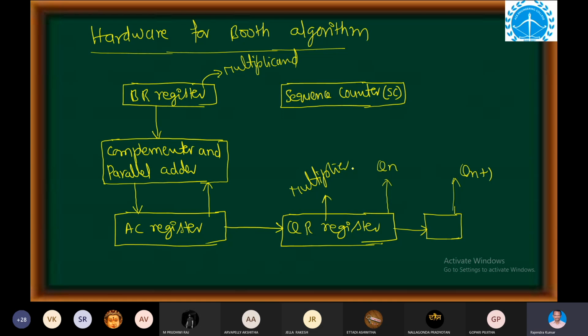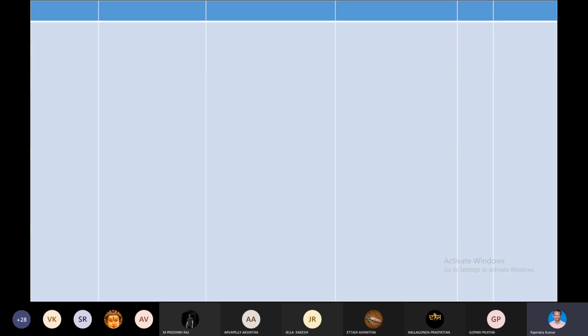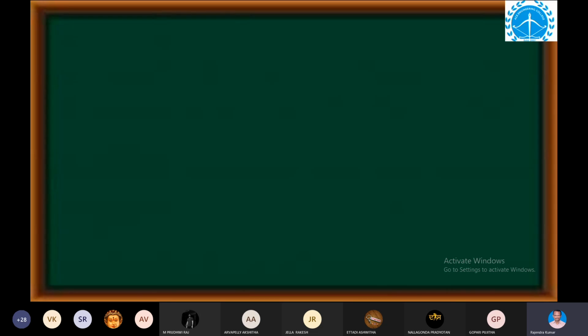Then we either do an addition operation, a subtract operation, or no operation. That depends on these two bits, Qn and Qn plus 1. Now I will draw the algorithm here so that you can understand it very well. The algorithm can be explained easily by using a flow chart.